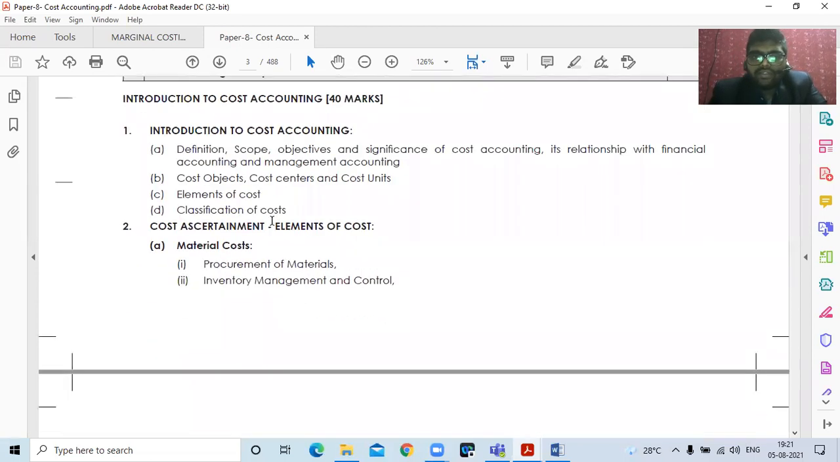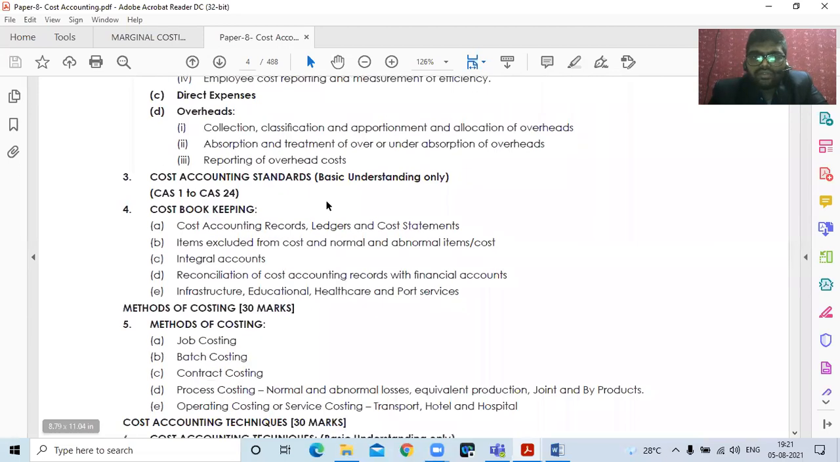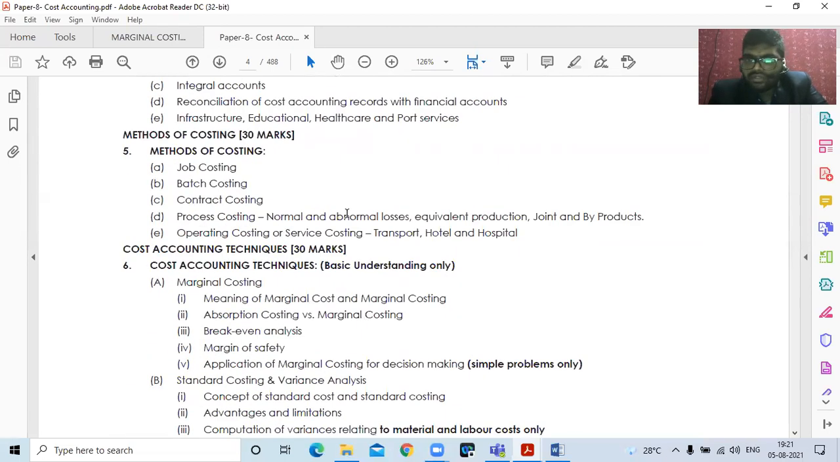So 25 from here, 20 from your second section, that is your method of costing, and 25 from your third section, that is your cost accounting technique. Total comes to 70. So our target is to score minimum 70. Maximum has no limit. So that is about your syllabus.